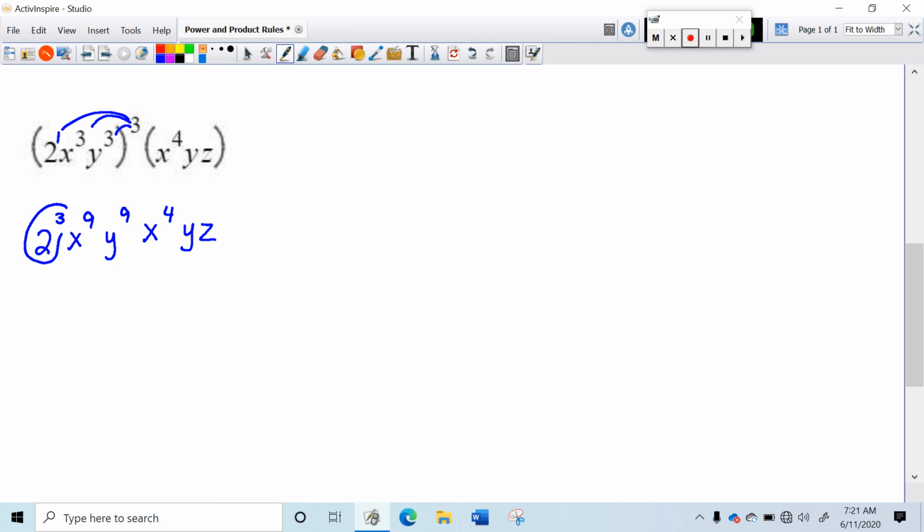Deal with the numerical part of the term. 2 cubed means 2 times 2 times 2, so that's 8. For my x's, I've got 9 and 4 is 13. For my y's, I have 9 and 1, which is 10. And for my z's, I just have 1 z, and that's finished.